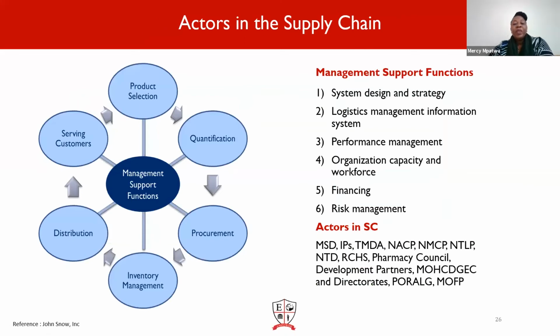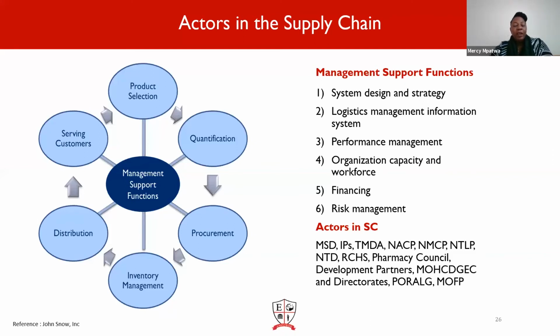Well, coming to actors in supply chain, we have the management support function. For example, if we want to do the product selection, quantification, procurement, inventory, and distribution, the core management support functions there should include the system design and strategy, logistic management, information system, the different tools that we use, performance management, organization capacities and workforce, financing, as well as risk management.